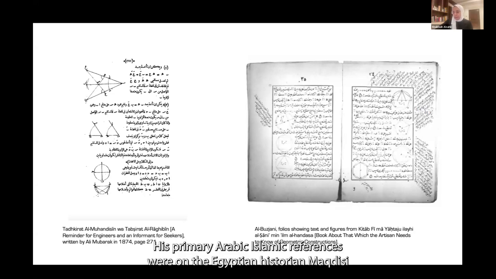Although Mubarak's books on geometry and engineering raised discussions similar to those previously studied by Arab Islamic mathematicians, he did not acknowledge these sources. His primary Arabic Islamic references were only the Egyptian historian Maqrizi of the 14th century and Al-Jabarti of the 19th century, but no mathematicians from the earlier Islamic period.